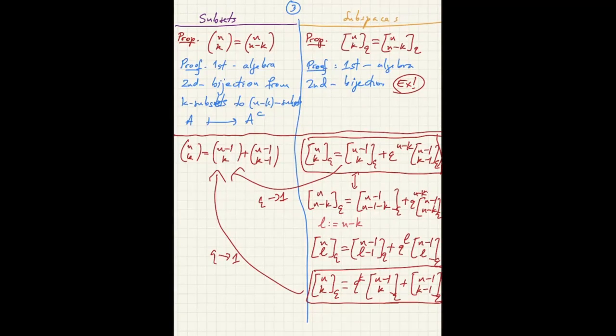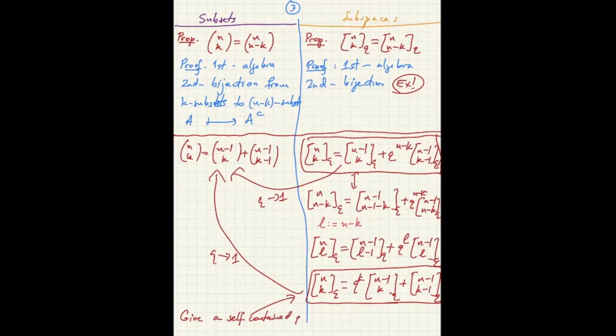So what I want to give you as an exercise is to give a self-contained proof of this result, not using the previous result. Try to do a counting, a bijective proof, similar to the one that we gave on the previous page, in which you start with the k subspaces, which are counted by this n choose k, and then you split them according to some rule, and then see what you can get to end up with the formula that we have there.